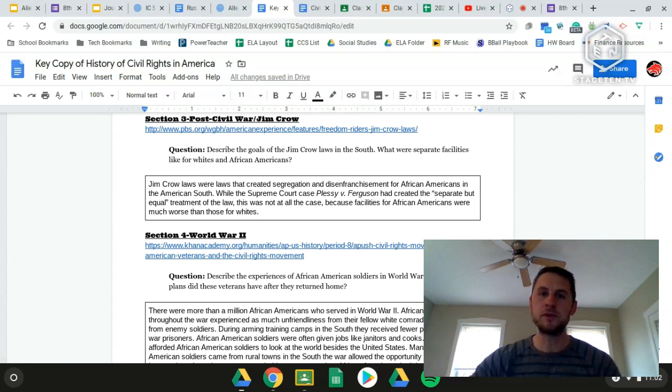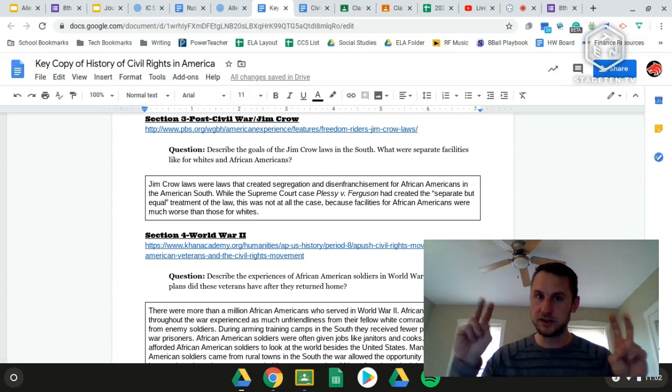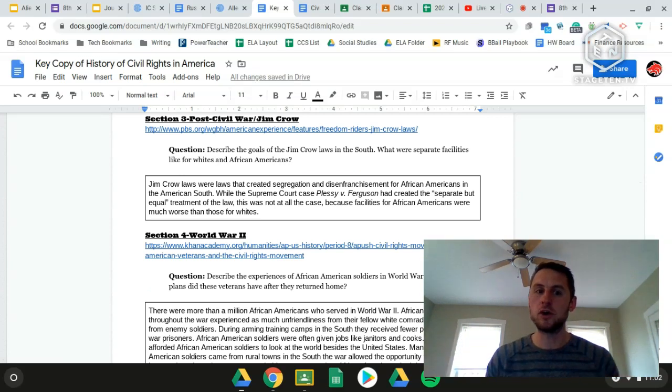There was a Supreme Court case called Plessy versus Ferguson that created this standing of, as long as facilities are quote unquote separate but equal, they are within the realm of the law. So this is why things like public bathrooms, buses, and water fountains were all segregated. There was one for whites and one for non-whites.